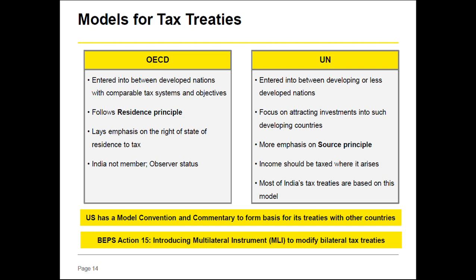There are three models of tax treaties: the OECD model, the UN model, and the US model. The OECD model is entered into between developed nations with comparable tax systems and objectives. The UN model is entered into between developing or less developed nations. The US has a model convention and commentary that form the basis for its treaties with other countries.